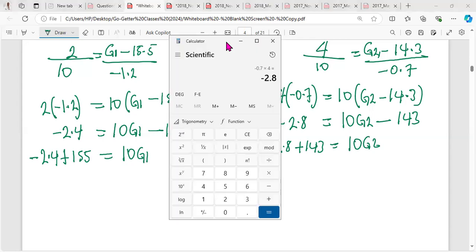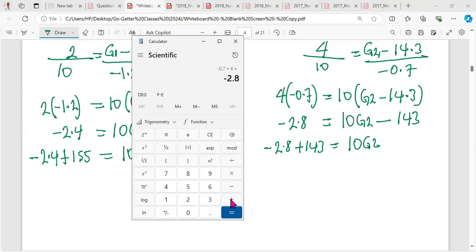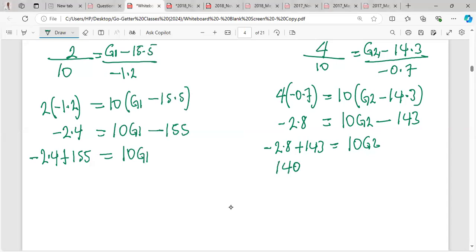So let's sort them out. I already have minus 2.8 here in my calculator. So if I add 143, that will give me 140.2. So this gives me 140.2, which is equal to 10G2.